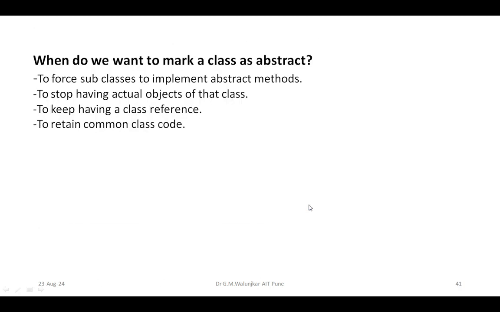Now, when do we want to mark a class as abstract? First, to force subclasses to implement the abstract method, in that case you can use abstraction. To stop having actual objects of that particular class, we can use the concept of an abstract class. To keep having class references, and to retain common class code. So those are the scenarios where we can mark a class as abstract.